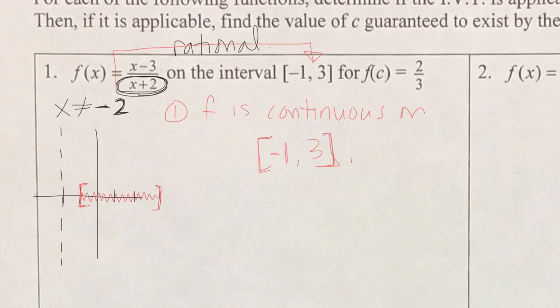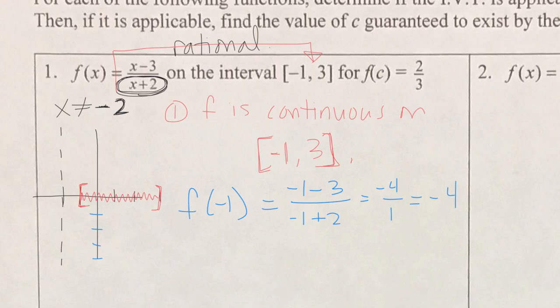Okay, step number 2. We need to find our endpoints. So what is the function evaluated at -1? What is our y value when x is -1, right? The left endpoint. So we do that by plugging -1 into your equation. So -1 minus 3 over -1 plus 2. That's -4 over +1, which is -4. So when x equals -1, our y value is down here at -4. There's our first endpoint.